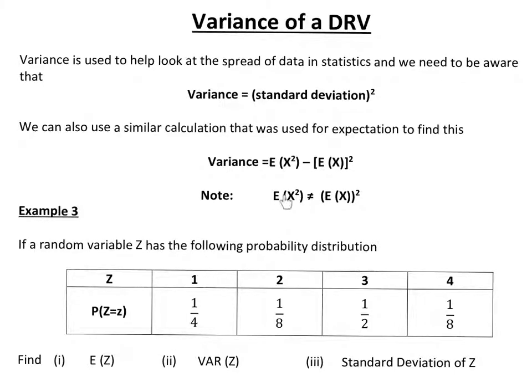And just be careful here. These two values are completely different. The expected value of x squared and the expected value of x all squared. This expected value of x squared means we work out what x squared is, and then we multiply it by the probabilities and add them up. This is, we take the values of x and multiply it by its probabilities, and then square the overall answer. So here's an example.